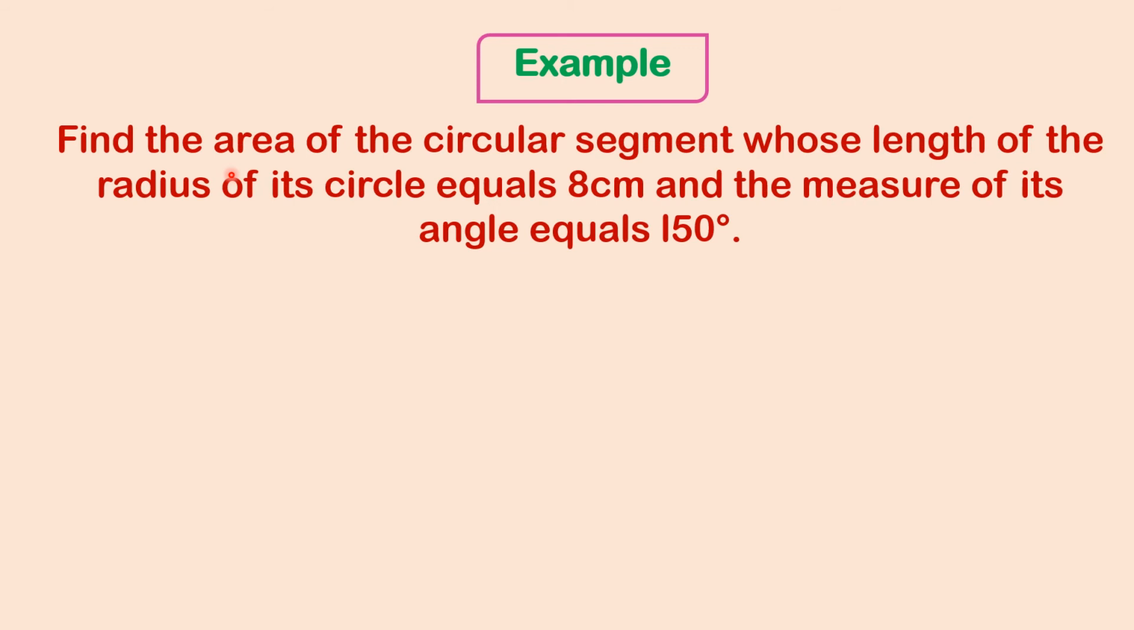Find the area of the circular segment whose length of the radius of its circle equals 8 cm and the measure of its angle equals 150. The required is to find the area of the circular segment given its radius length and the measure of the central angle.